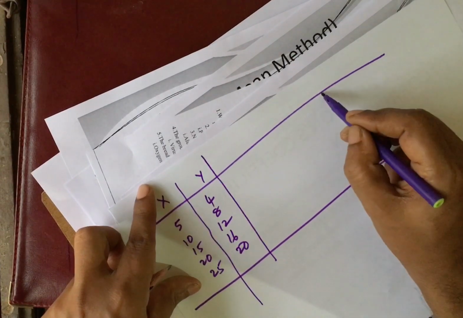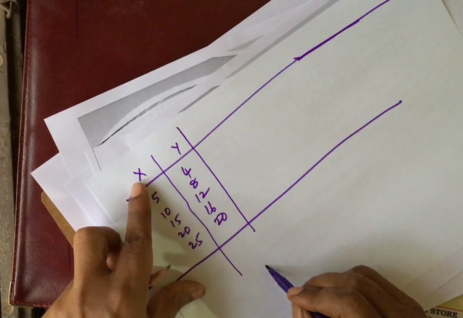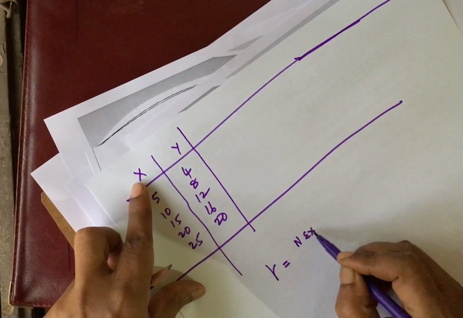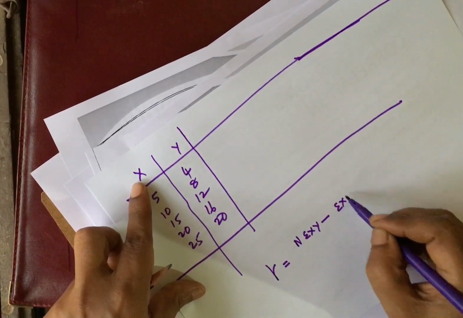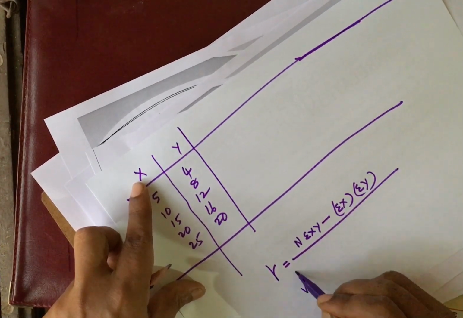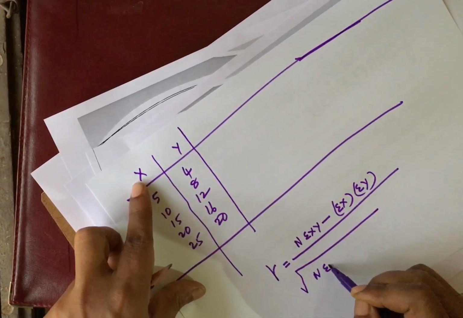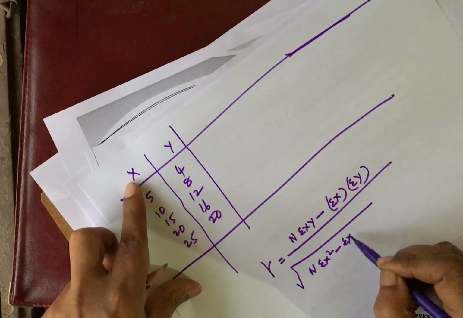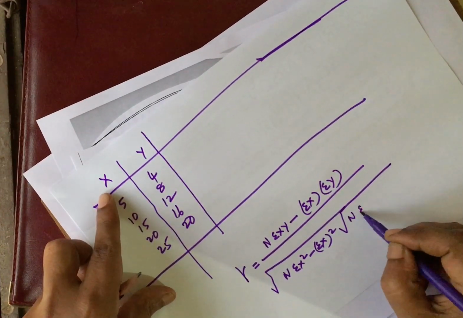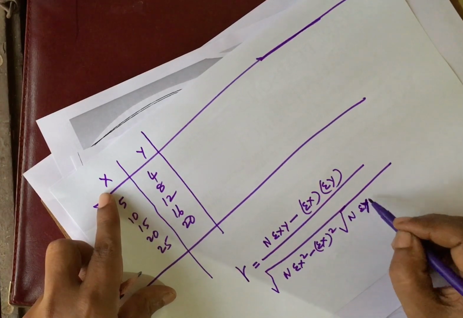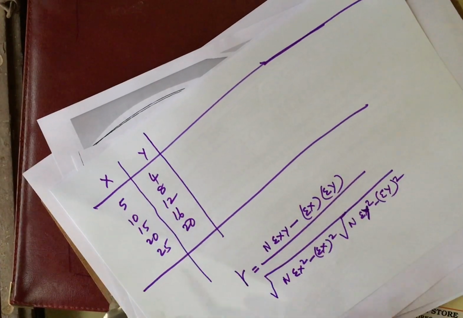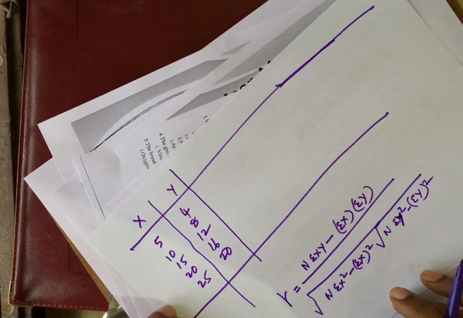The direct method formula is r equal to n sigma xy minus sigma x sigma y, under root n sigma x square minus sigma x whole square, and the same way for y, n sigma y square minus sigma y whole square. This is the formula.